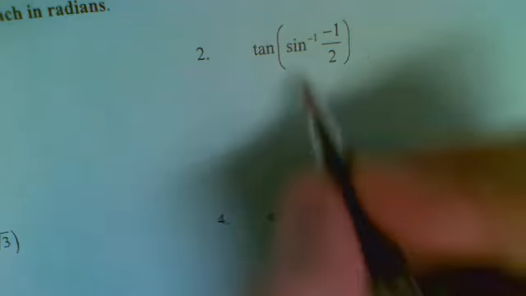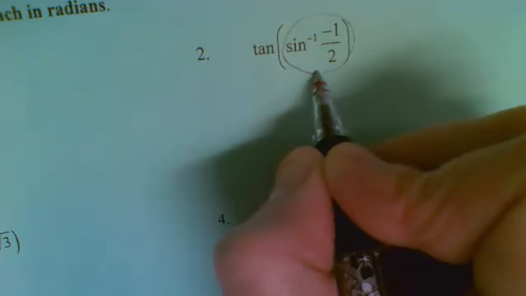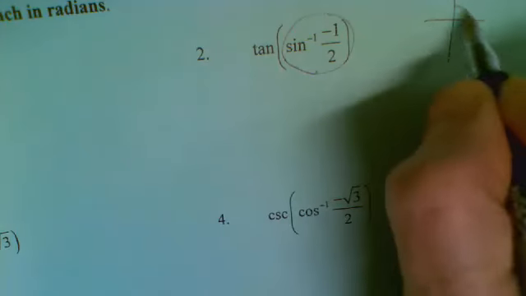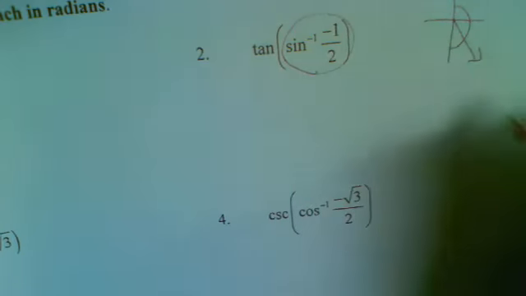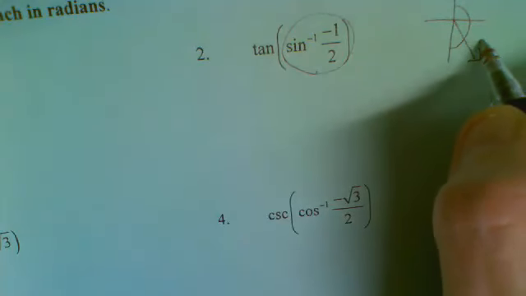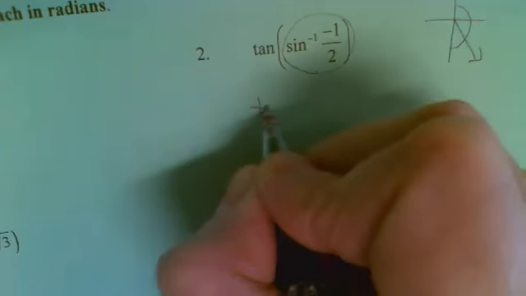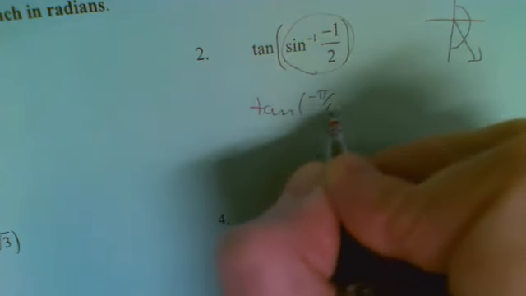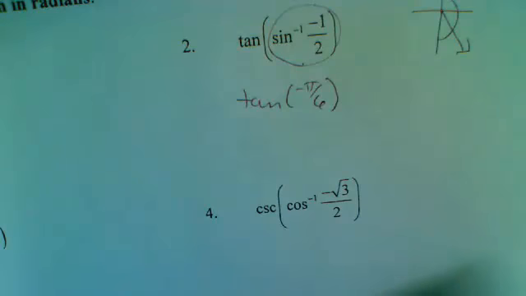Number 2, inverse sine. So you're looking for the angle that has a sine of negative 1/2. Remember, sine is negative in the fourth quadrant. So I'd be going radical 3 over 2 over and 1/2 down. So that's at negative pi over 6. Then the question becomes, what's the tangent of that angle, negative pi over 6?